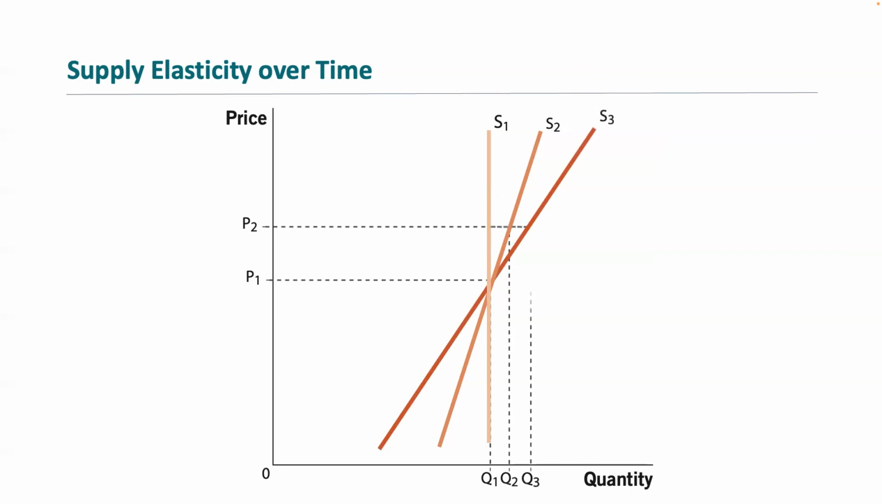In the long run, we have even more time to adjust. So we're able to make a full adjustment and supply becomes more elastic as QS then moves all the way over and rises to Q3.